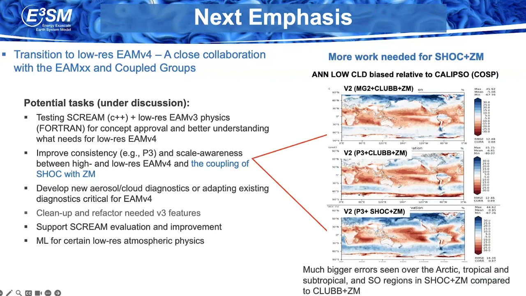I just want to show you one figure regarding how SHOC and the ZM work in the current E3SM model. This is the annual mean low-level cloud bias relative to CALIPSO using the COSP cloud simulator package. You can see the top panel is default V2, the middle one is V2 with P3, and the lower one, we use SHOC to replace CLUBB. You can see we still have a lot of work to do. They produce much larger errors almost globally. We definitely need to retune this, improve this coupling.